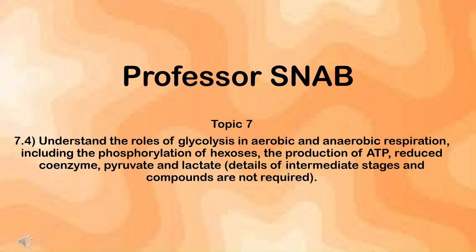So today we are understanding the roles of glycolysis in aerobic and anaerobic respiration, including phosphorylation of hexoses, the production of ATP, reduced coenzyme, pyruvate, and lactate. Details of intermediate stages and compounds are not required, so we will not go through that.